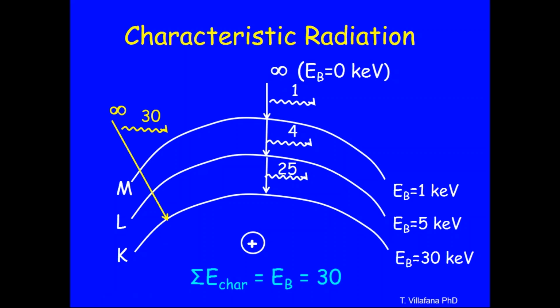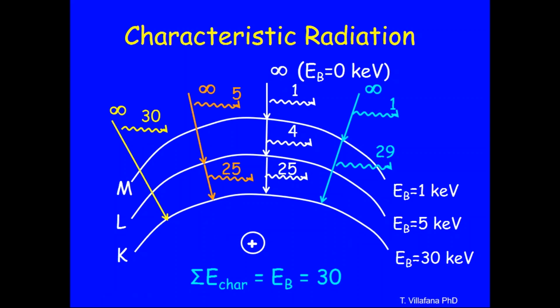And there's all kinds of different possibilities. You could go from infinity to the K, where you get one characteristic energy photon with the full amount of 30, or you can split it out 25 and 5 with this process, or this 29 plus 1 in this process. See, there's various ways of the electrons to transition between orbits, but in all cases, each characteristic radiation is equal to the difference in binding energies. And in all cases, when you add up the characteristic radiation from any given pathway, they always add up to the initial binding energy. Okay?